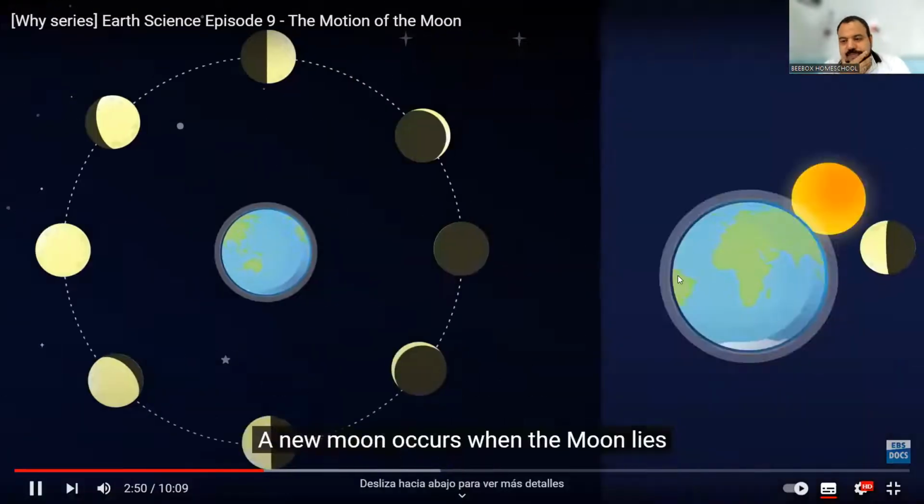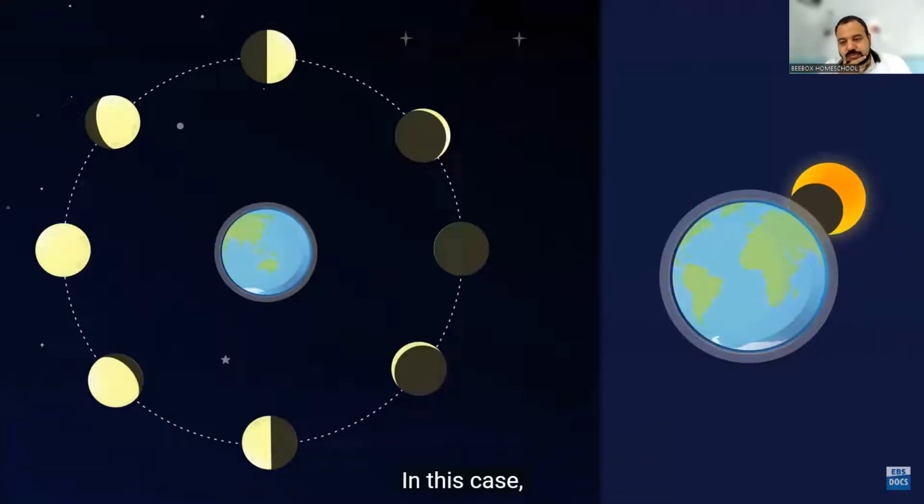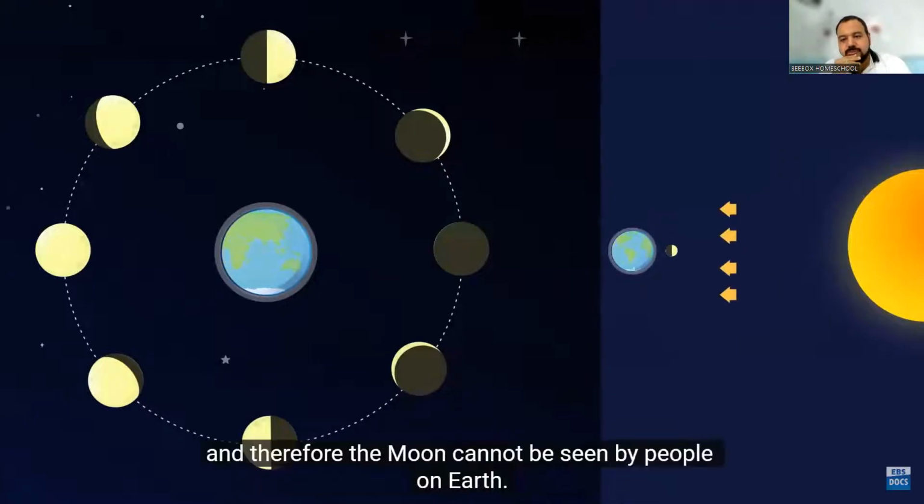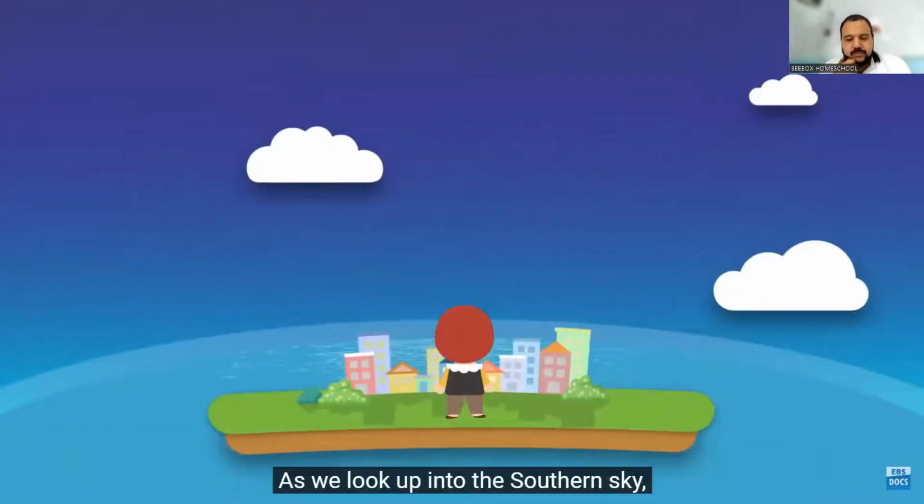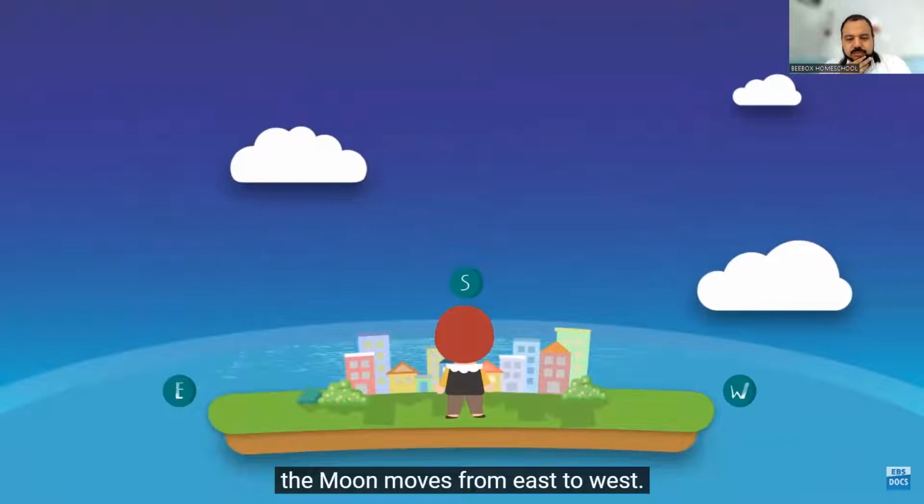A new moon occurs when the moon lies between the Earth and the Sun. In this case, the side of the moon that is facing away from the Earth receives sunlight, and therefore the moon cannot be seen by people on Earth. As we look up into the southern sky, the moon moves from east to west.